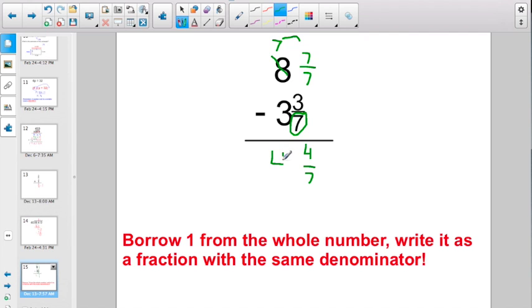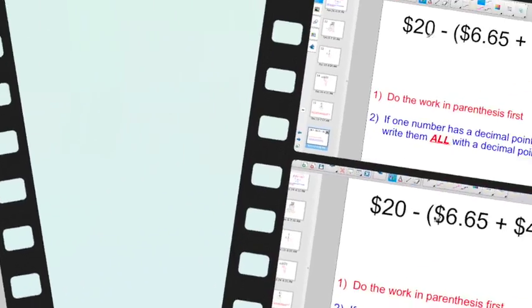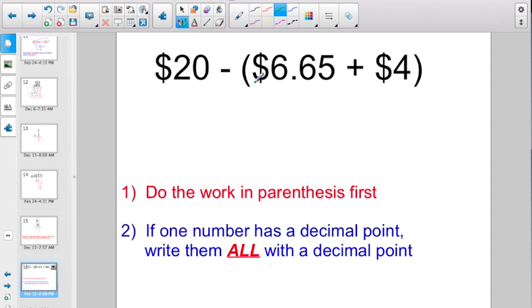A pretty easy concept, but I see lots of people getting these wrong simply because they're trying to do them all in their head instead of on a scratch piece of paper. Here we have the 2-step parenthesis problem. Go ahead and do the work in parentheses first. $20 minus $6.65 plus $4. Well, you might be able to handle this one mentally. $6.65 plus $4. That's going to end up giving you $10.65, right? So now I can go and subtract my $10.65 from my $20.